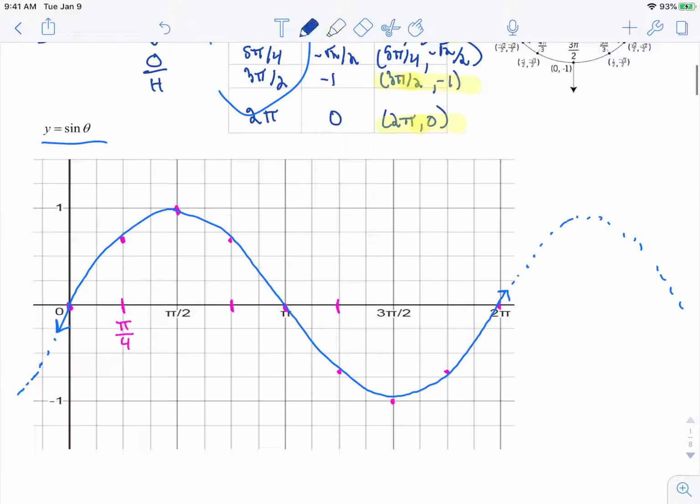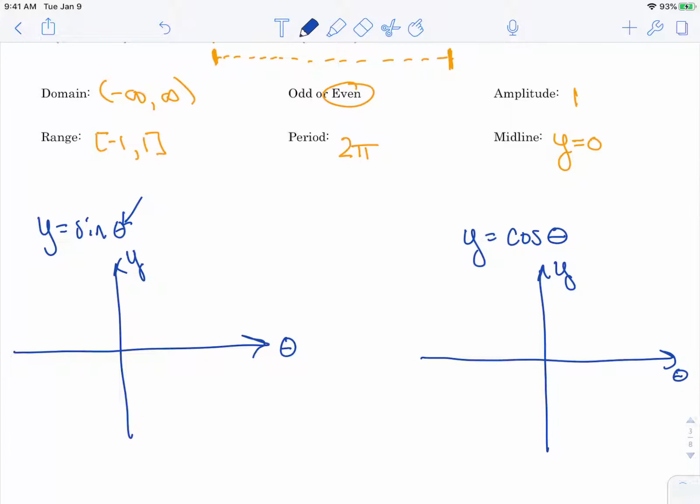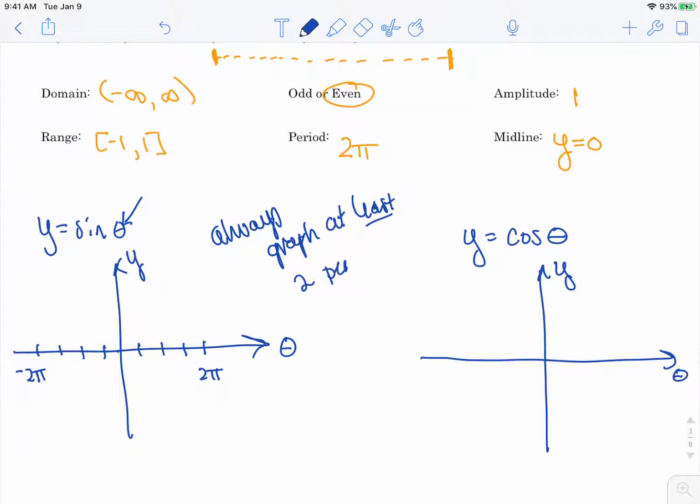So let me go back here. All right, so I start at 0, 0, and I go 1, 2, 3, 4. My fourth coordinate is going to be the period, which is 2 pi. So I have a scale there, which is great. So now I could go in the negative direction if I really wanted to, which is what you should do, because we always graph at least 2 periods, because it gives you a better idea of what's happening.